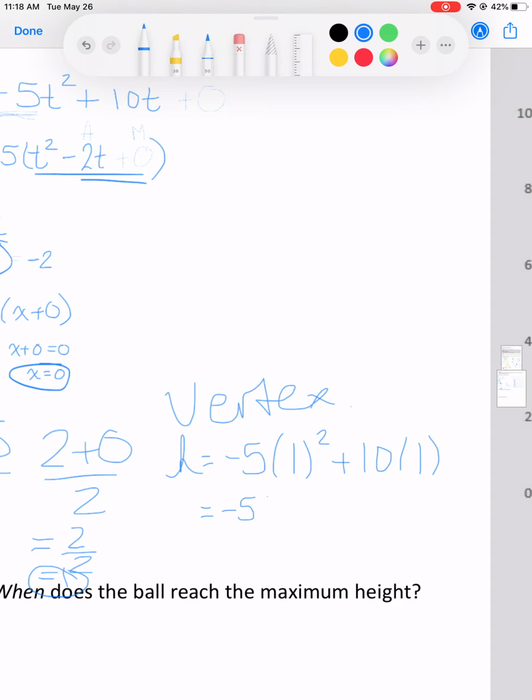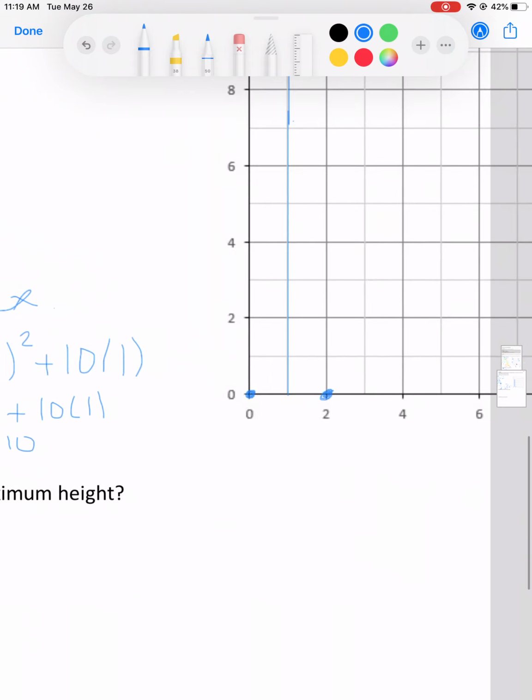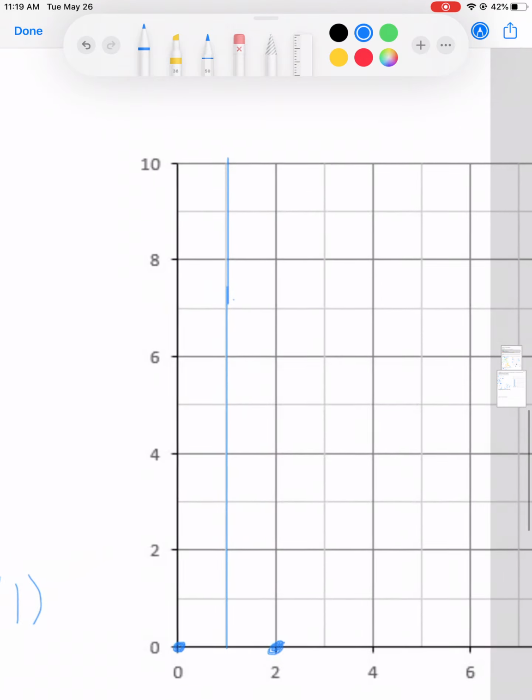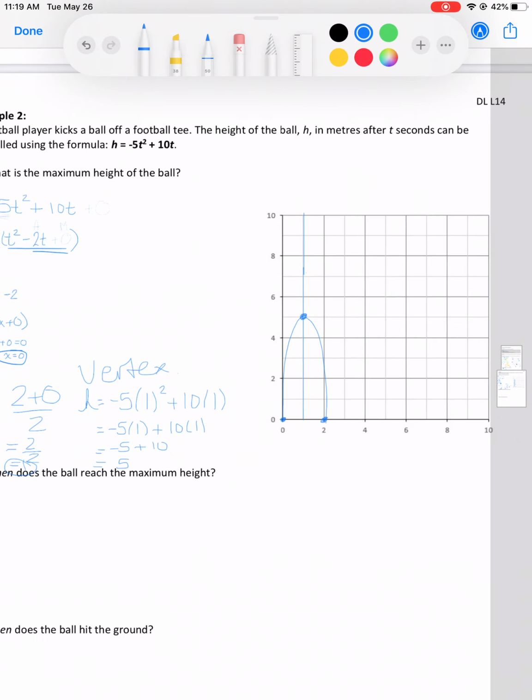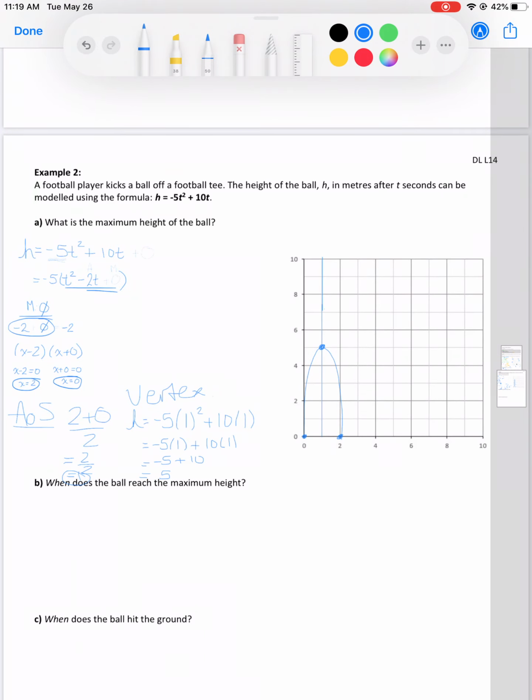That means it's going to be -5 times 1 plus 10 times 1. -5 times 1 is -5 plus 10 times 1 is 10. It's 5. So that means we know it's on the axis of symmetry. It's going to be right here. So that means our parabola looks like this. Okay. So we've done all the math. We've done all the hard part. That's the hard part right there.